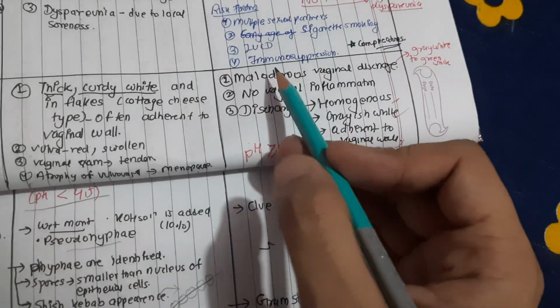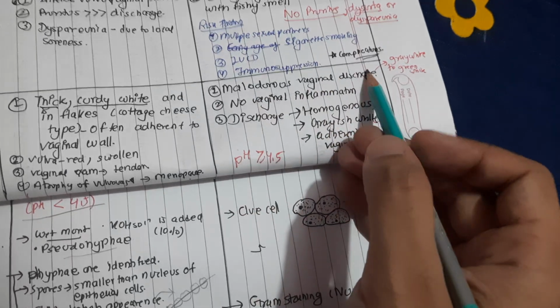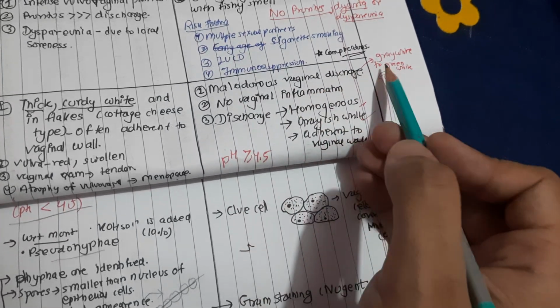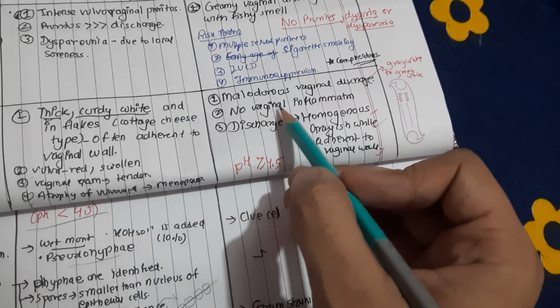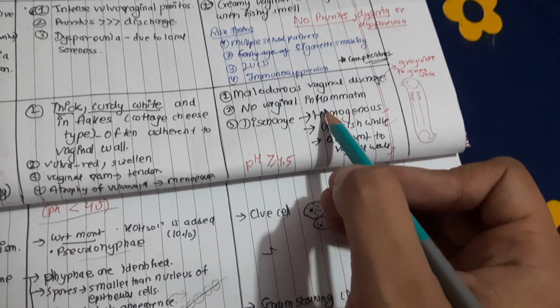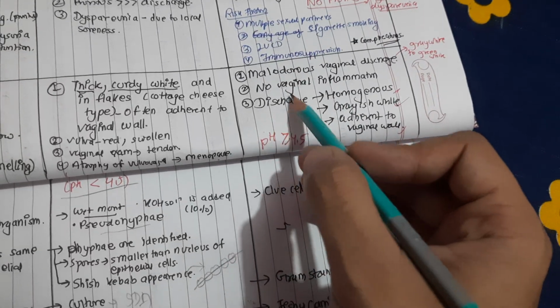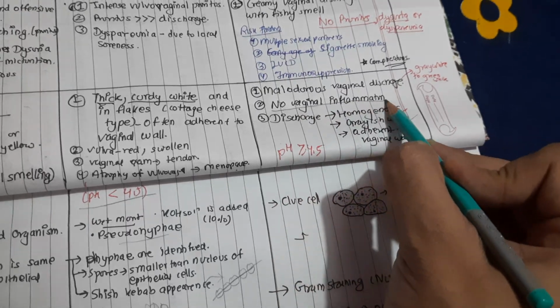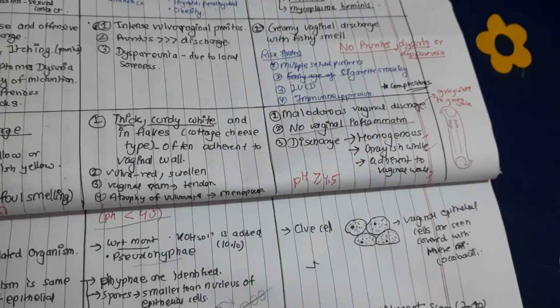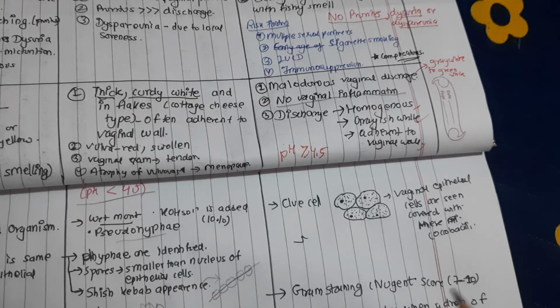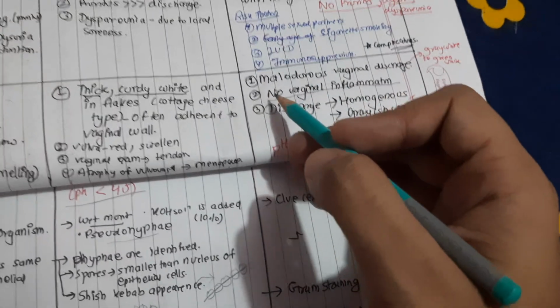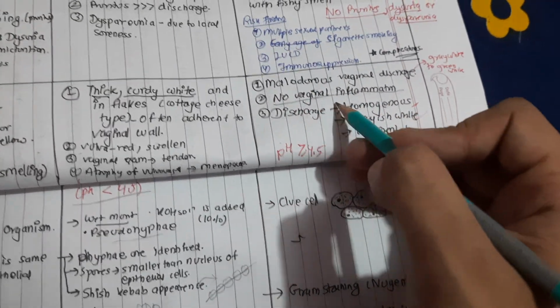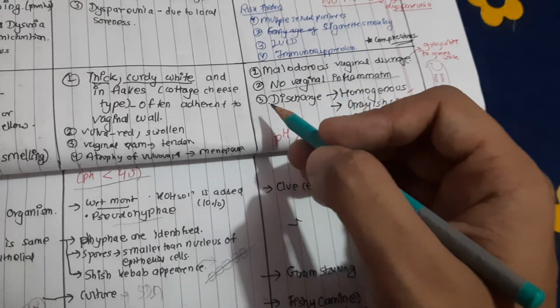On examination, what can we find is a malodorous vaginal discharge. The vaginal discharge is malodorous. It is grey white in color. There is no vaginal inflammation. We especially have to note that there is no vaginal inflammation. That's why it is called bacterial vaginosis. We don't call it bacterial vaginitis. We call it bacterial vaginosis because there is no vaginal inflammation.